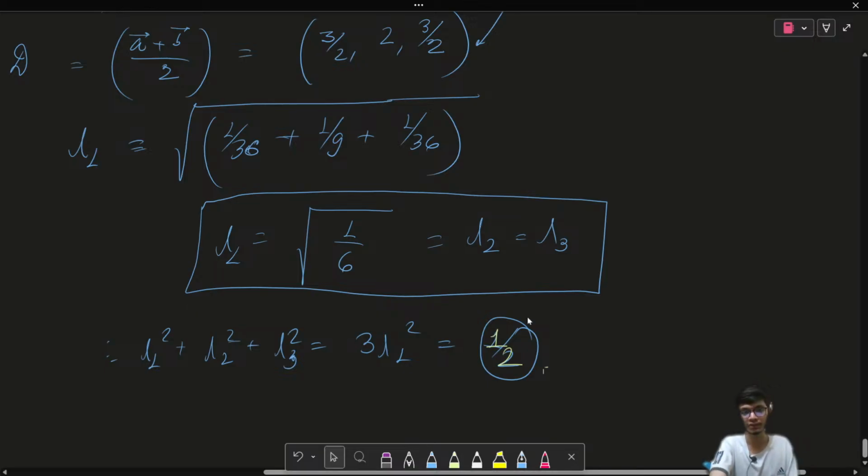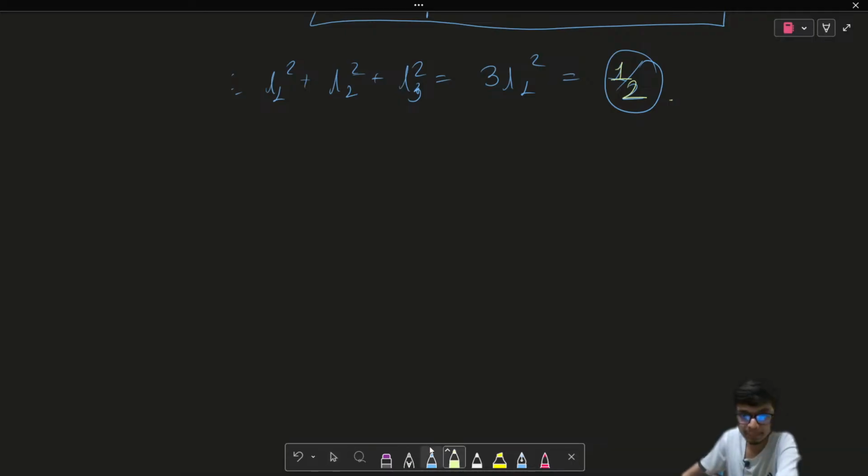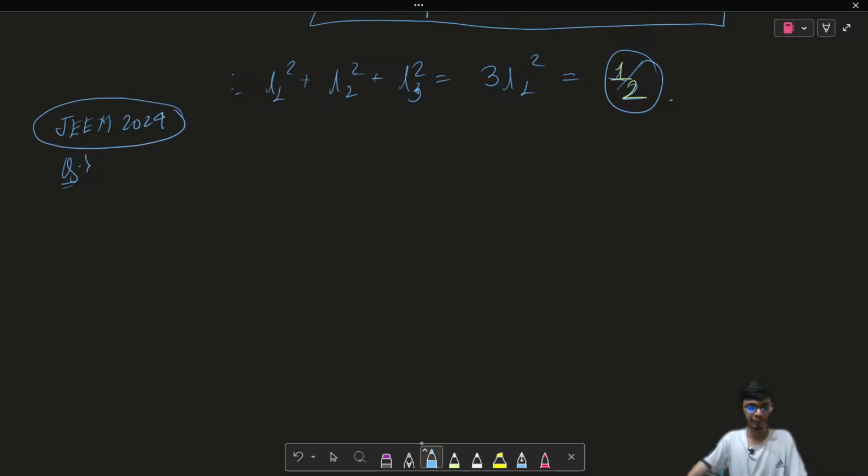Let us try to see some more examples relating to the vector addition and subtraction results. Let me take some questions from the previous JEE Mains problems. This is again a JEE Mains problem from the 2023 paper.